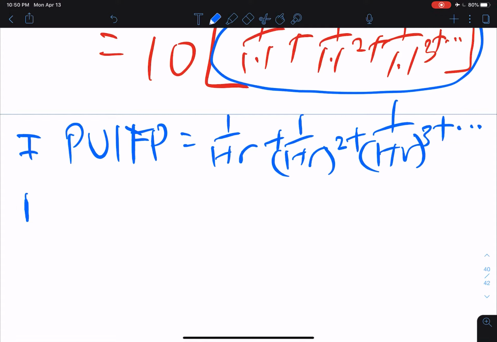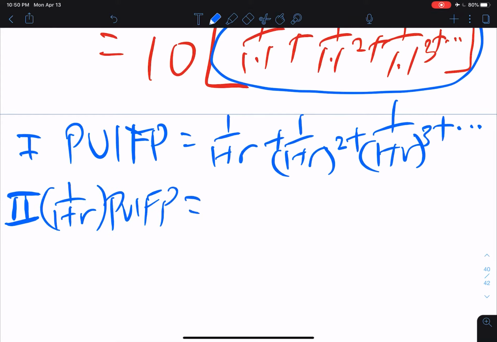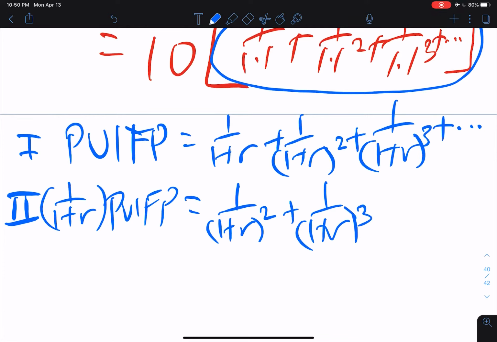Well, Roman numeral 2, another equation. Let's multiply both sides of the equation by a factor. Let's use 1 over 1 plus r. So I'll have 1 over 1 plus r times PVIFP here. And then over here, multiplying each term by 1 over 1 plus r, I get 1 over 1 plus r squared. And this becomes 1 over 1 plus r cubed. And this term becomes 1 over 1 plus r to the 4th power plus, it never ends.